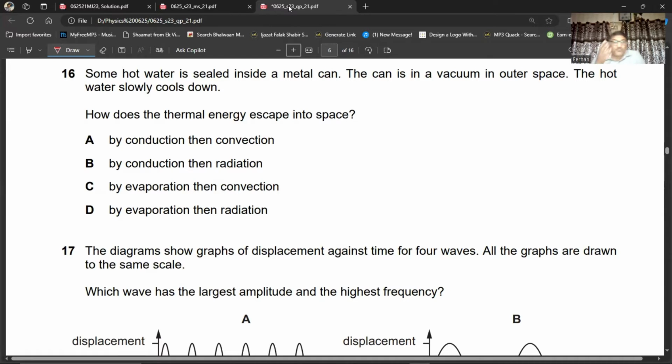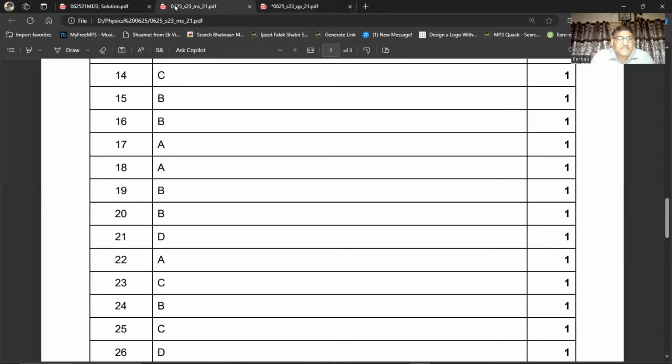But heat will come out from inside the hot water, which is inside the can, to the outside of the can by the process of conduction. So first the conduction will happen. By the conduction, the heat will come from the water to the outer surface of the can, and from there it will spread into that space by the process of radiation. So I think B is the answer. Question number 16, B is the right answer, sir.